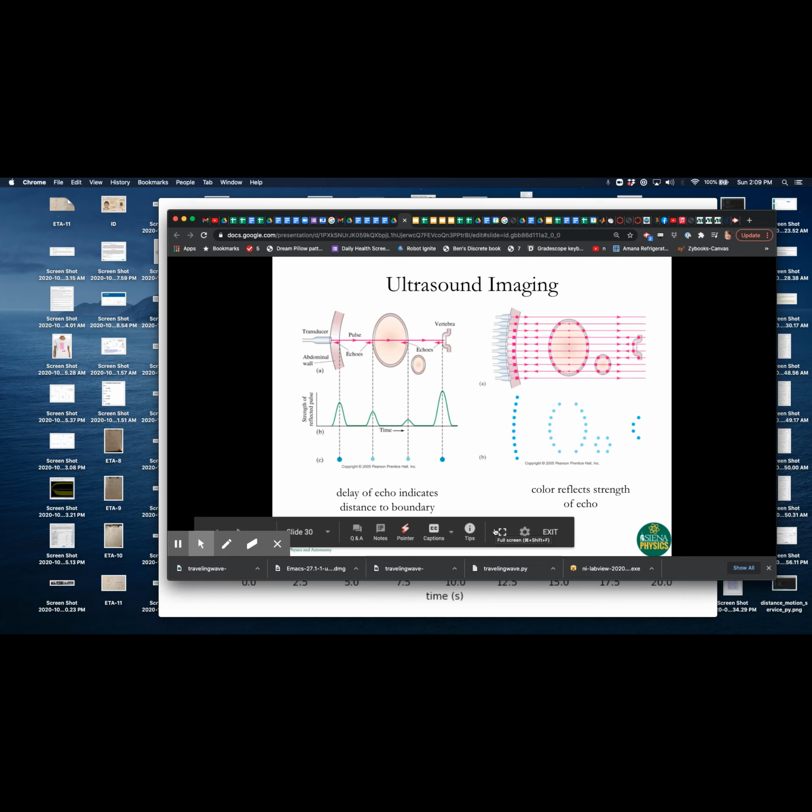So just an example of a real world example of how sound waves are used for medical imaging.